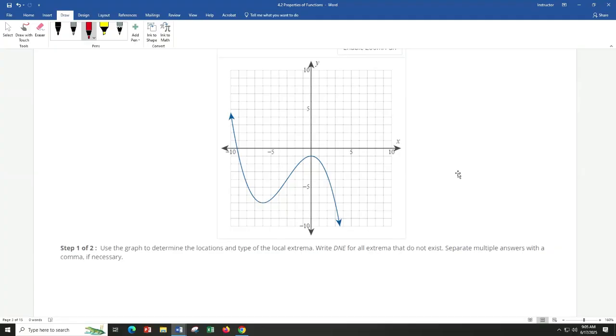Okay, and that's fine. But notice what we do have here. Do you see a local minimum? Yeah, right here. I have a local minimum right here. So there's my minimum. But do I also have a local maximum? Yeah, right here.